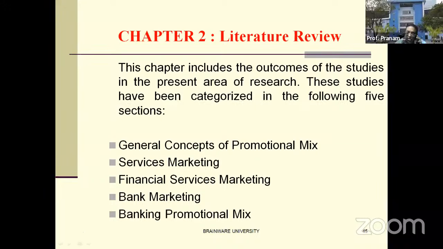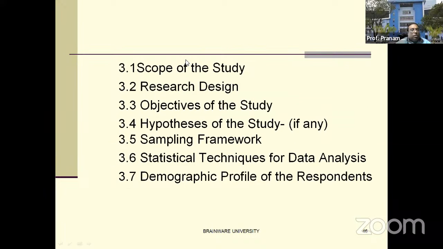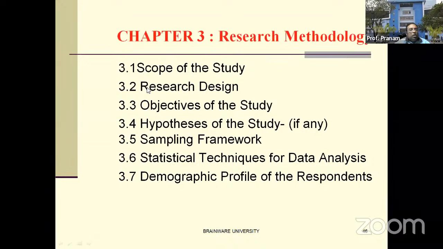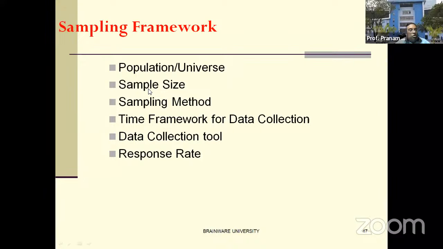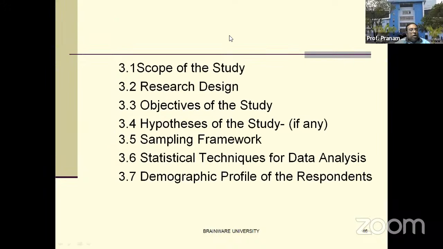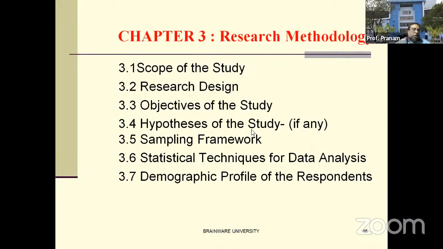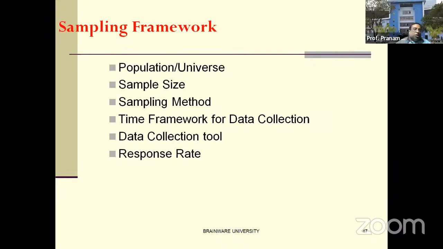The second chapter deals with the general concept of promotional mix, service marketing, financial service marketing, bank marketing, banking promotional mix, etc. Now chapter 3 deals with the research methodology: 3.1 is scope of the study, 3.2 research design, 3.3 objectives of the study, 3.4 hypothesis of the study, 3.5 sampling framework, 3.6 statistical techniques for data analysis, 3.7 demographic profile of the respondents. Regarding the sampling framework, there are certain things to be mentioned pinpointedly, like population or universe, sample size, sampling method, time framework for data collection, tool, and response rate.